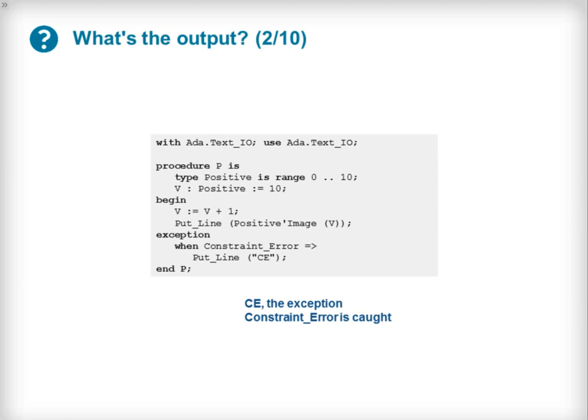The string CE will be printed out. Hopefully you can see why this is, but I will point out just in case you do not. It is the exception handler that caught the constraint error and subsequently called putLine with the string CE.